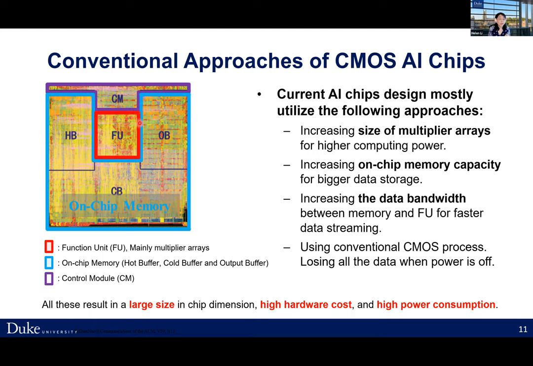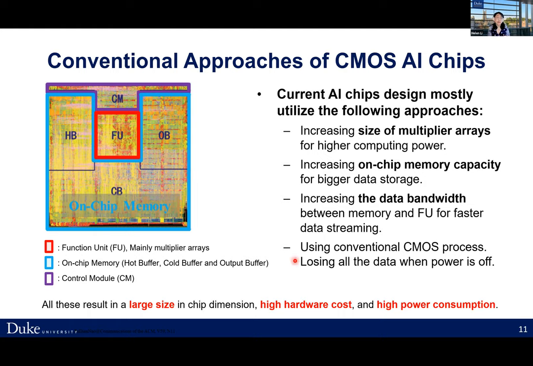It's mainly multiply arrays, and the blue part illustrates the on-chip memory, including the hub buffer, code buffer, input and output buffers. And then control units are essentially necessary to help allocate and exchange the data between the function unit and the local buffer, and also between the on-chip memories and off-chip memories.